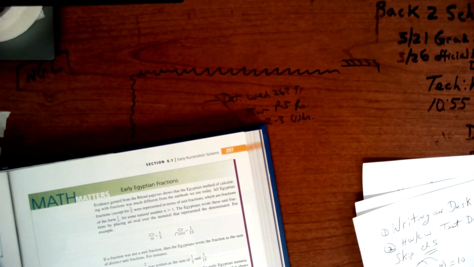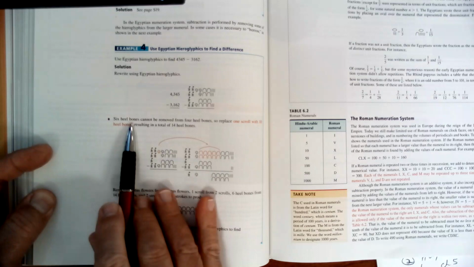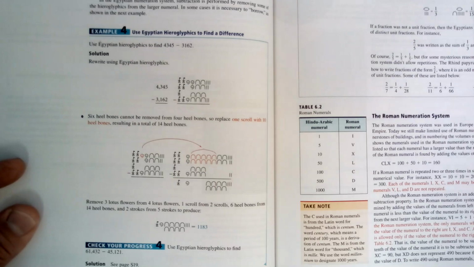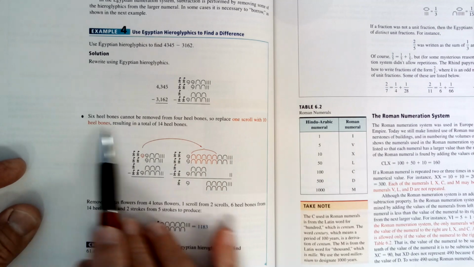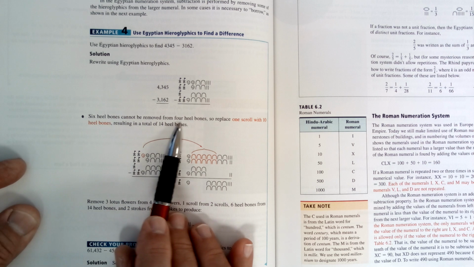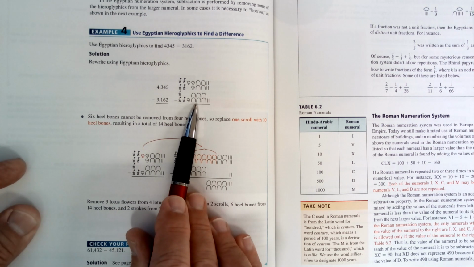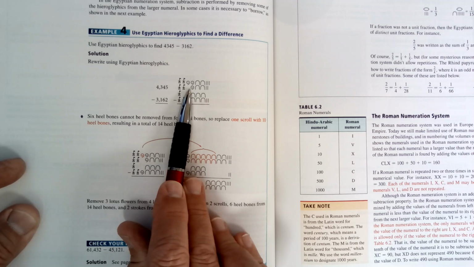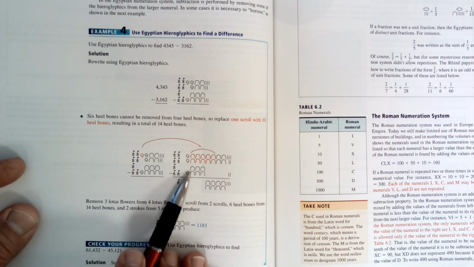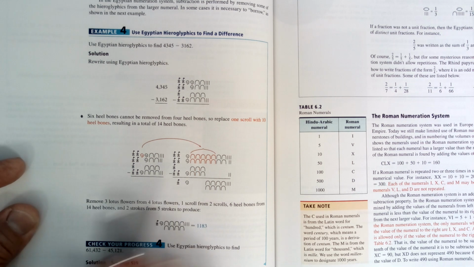And then finally, this last one right here, when you borrow, you got to pay attention. So if you can't subtract, you need to borrow from the one before it. Okay, so if you look here, 6 heel bones cannot be removed from 4 heel bones. So you got 6 of these and 4 of those. So you're going to borrow a scroll and replace it with 10 of these. So you have more than enough. So it's like borrowing, okay?